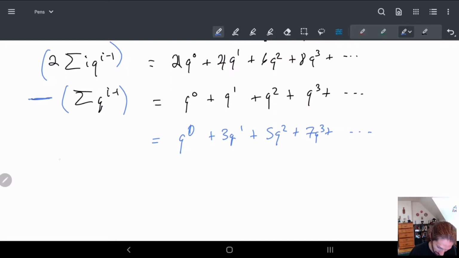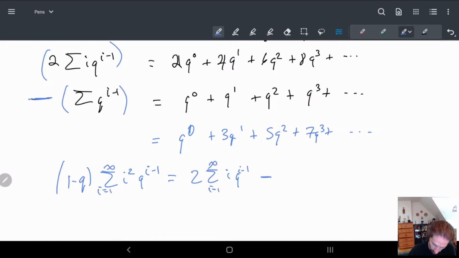So we have, what was my formula? I had 1 minus q, sum i squared q to the i minus 1. So we showed that this is equal to 2 sum i q to the i minus 1, minus, sum from i equals 1 to infinity of q to the i minus 1. And the ones on the right, we already know these answers, right?